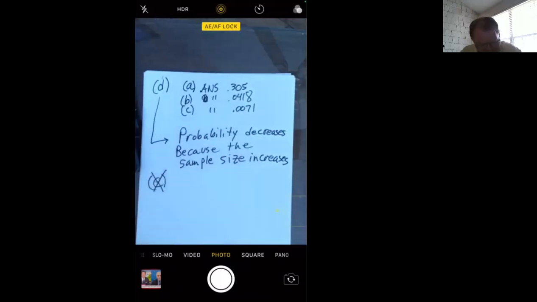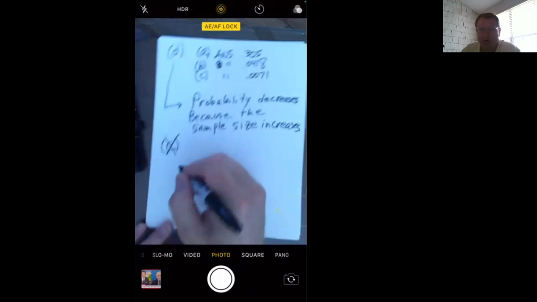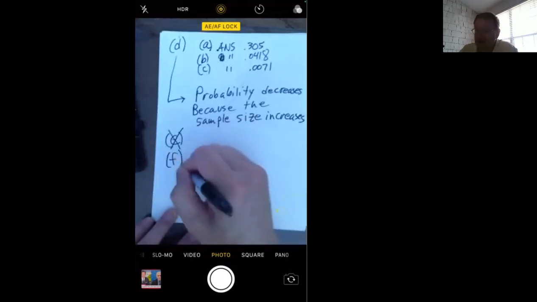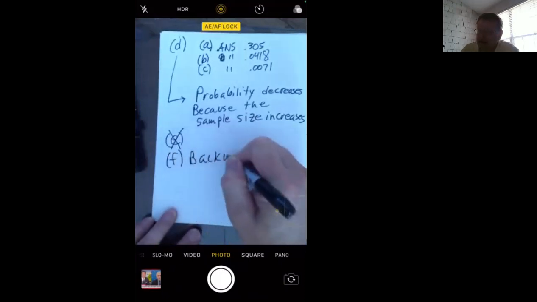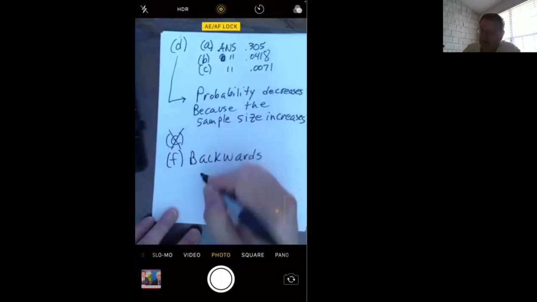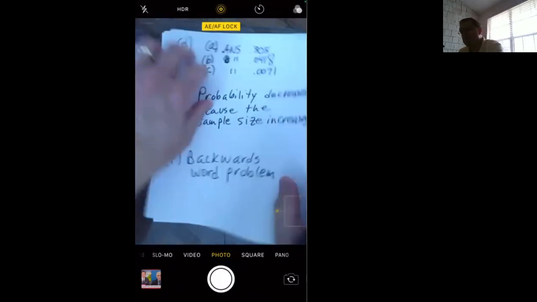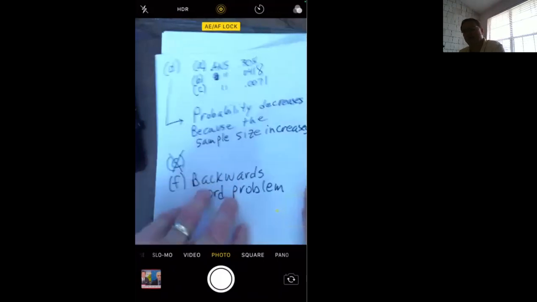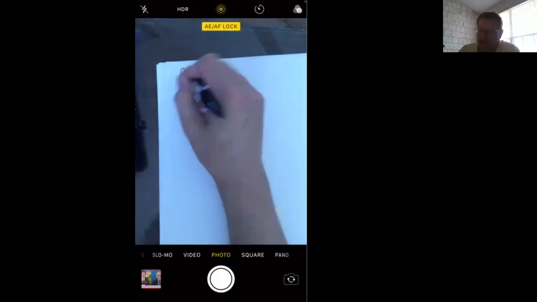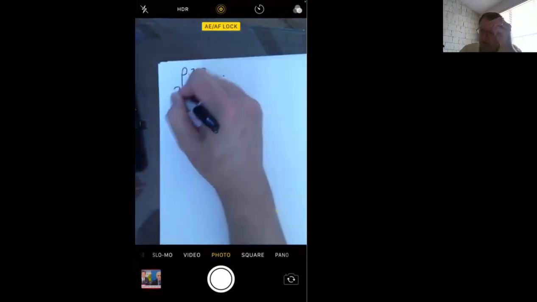Now F. There is a 5% chance that the mean reading speed of a random sample of 20 will exceed what value? All right, F is a backwards word problem. Let me rewrite it so I get a full thing. So this is page 377, 21F.